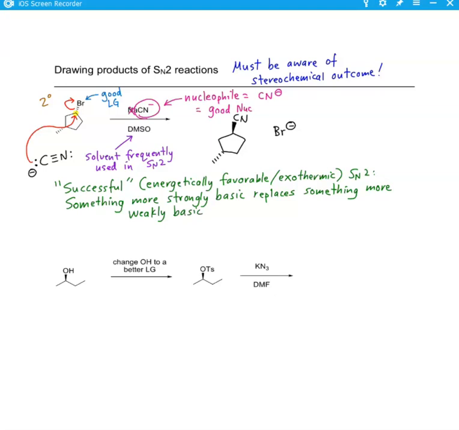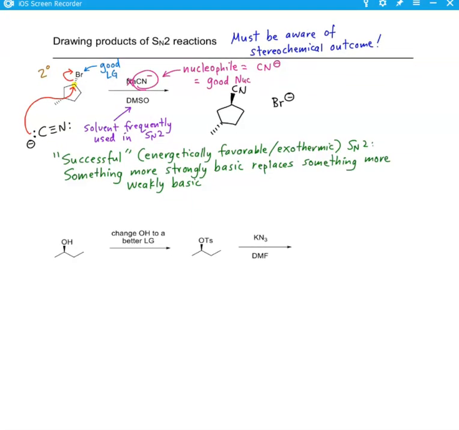Now notice that neither of these things, the more strongly basic thing was the cyanide ion, the more weakly basic thing was the bromide ion. In this reaction, neither one of these is acting as a base, but we can use their base strengths to understand energetically what's happening in the reaction. Let's look at another one.